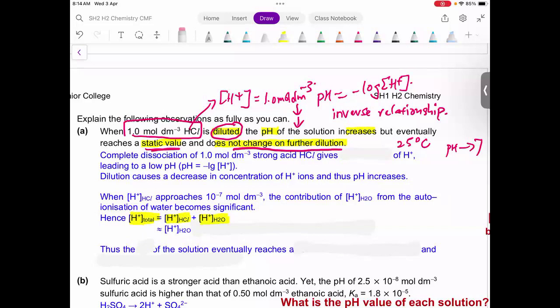Then of course, the H+ contributed by HCl will become negligible. As what we have discussed, with infinite dilution, H+ from HCl will become negligible.